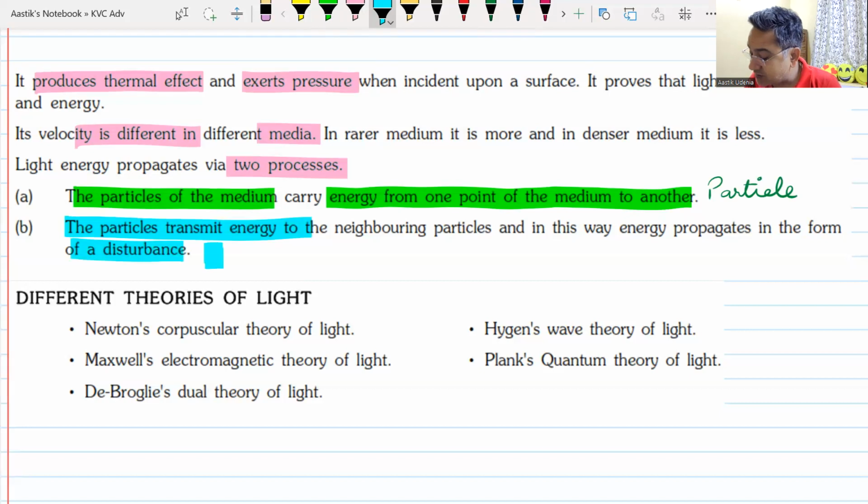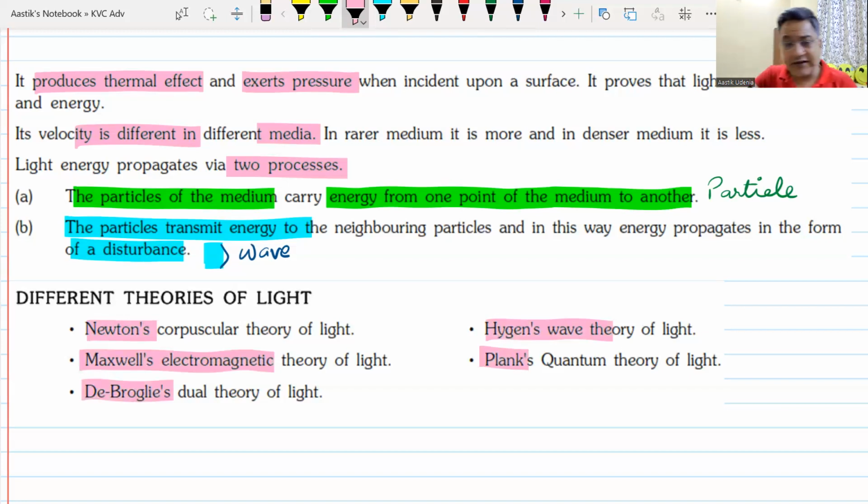Whenever we talk about disturbance, any disturbance means that it is a wave theory. Do we understand this? So light has dual nature. It may behave as a particle, it may behave as a wave. We know this, yes or no? Yes, sir. There are 5 different theories of light. They describe how light behaves: Newton's theory, Huygens wave theory, Maxwell's electromagnetic theory, Planck's or Einstein's quantum theory, and de Broglie's dual nature of light.